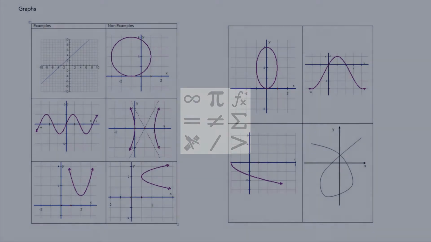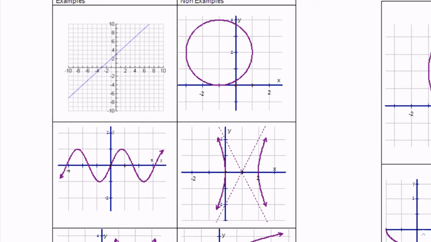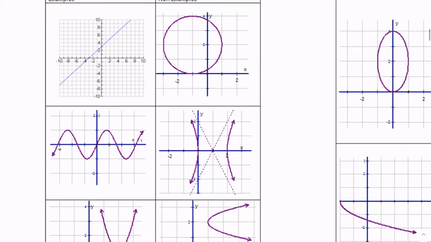So probably the most visual way to understand a function is just by a graph itself. Now, on the side here in this table, you have some examples to your left and some non-examples to your right. You'll notice that all the non-examples kind of go back on themselves, or they overlap themselves. And what do I mean by that?